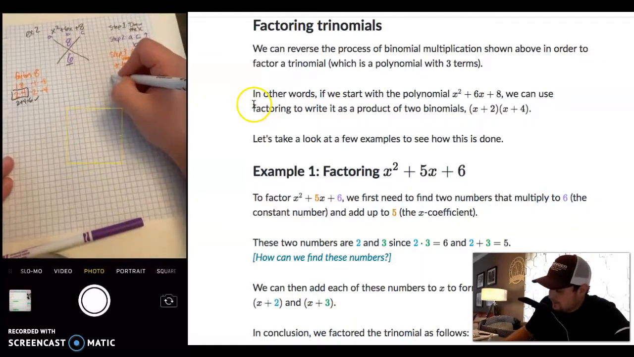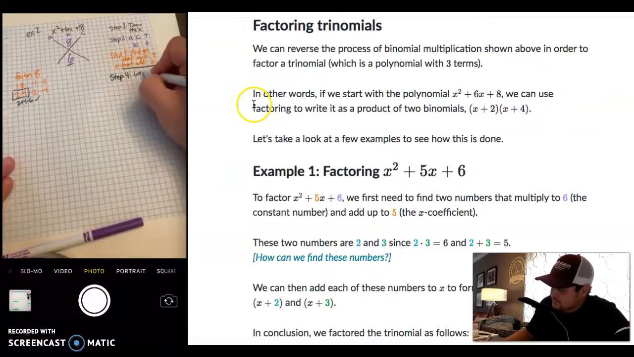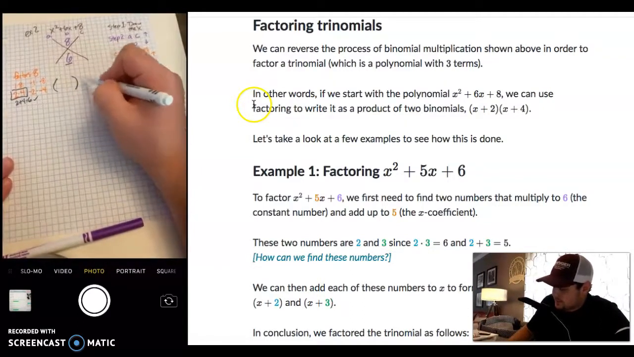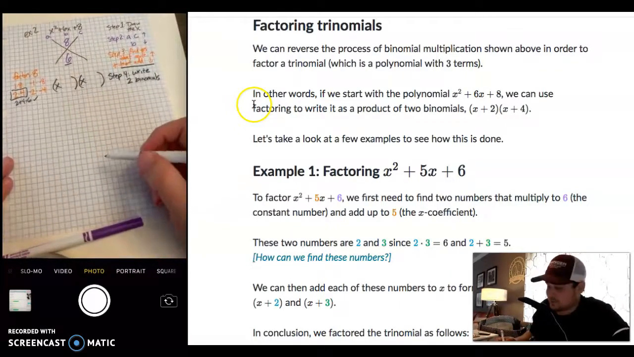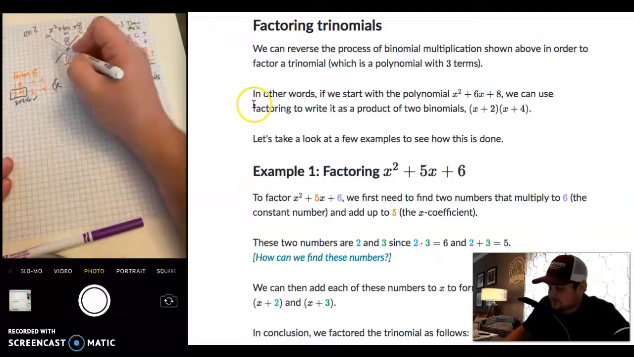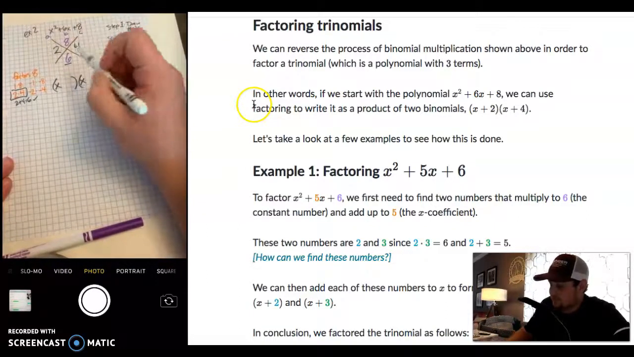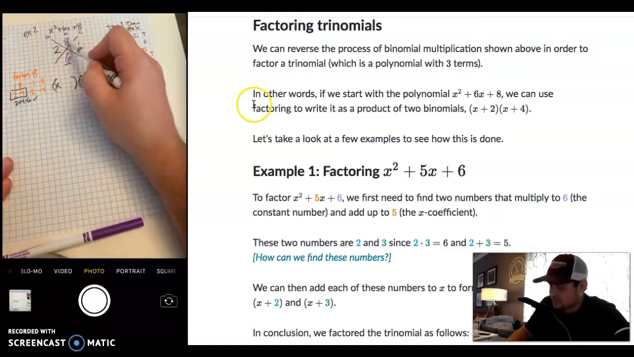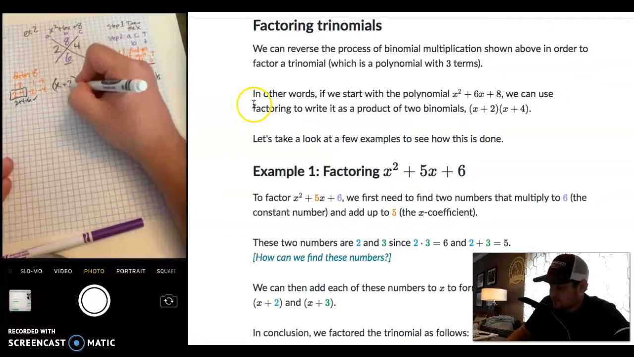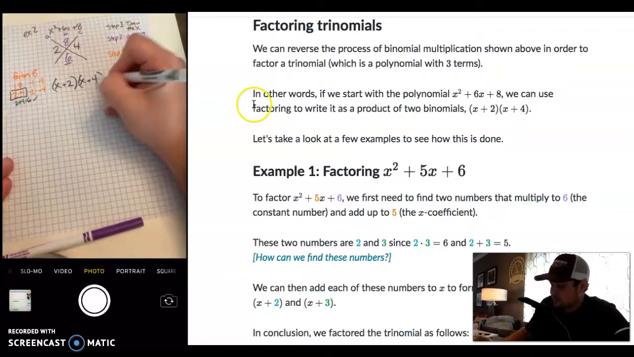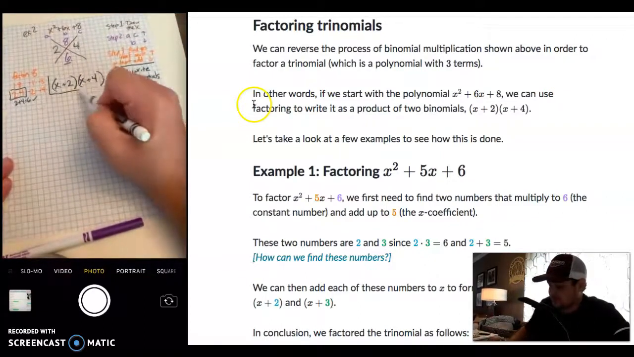Then the last step, step 4, is to write your two binomials. In this case, every problem we do this week, it's just going to be x and x to start those binomials. And then we're just going to take those two numbers that we figured out, 2 and 4. Notice that 2 times 4 is 8, and 2 plus 4 is 6. So those are our two numbers. That's going to be plus 4 and plus 2, or plus 2 and plus 4. So this is our answer right here.